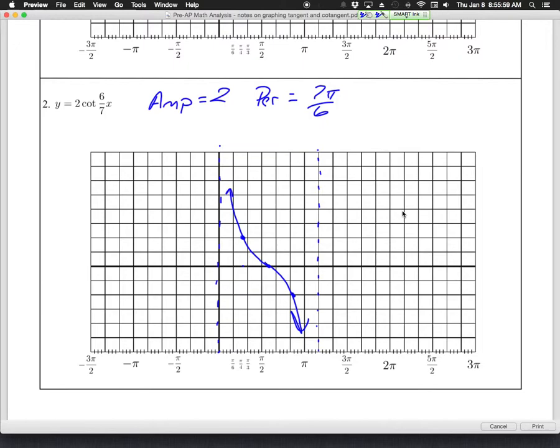So there's that. What do I do to get to my next one? 7 pi over 6. So how many spaces is that? 7. So go 7 more spaces. 1, 2, 3, 4, 5, 6, 7. There's the next asymptote. Halfway in between has to be that. Halfway in between on the left needs to be a 2. Halfway in between on the right needs to be a -2. Up on the left, down on the right.